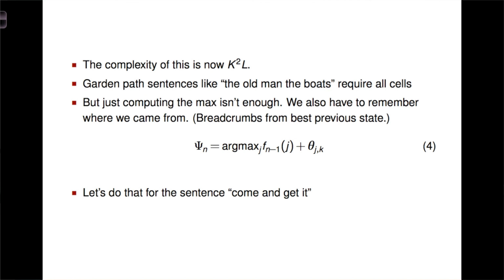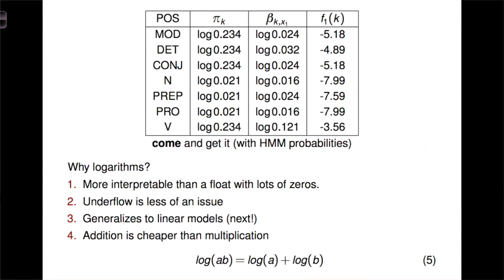But just knowing the scores is not enough. You also need to know how to reconstruct the best part of speech sequence for your sentence. And for this, you need to have breadcrumbs. These are pointers going back so that you can find the best previous part of speech that led you to your current state. So let's see an example of this for the sentence, "Come and get it."